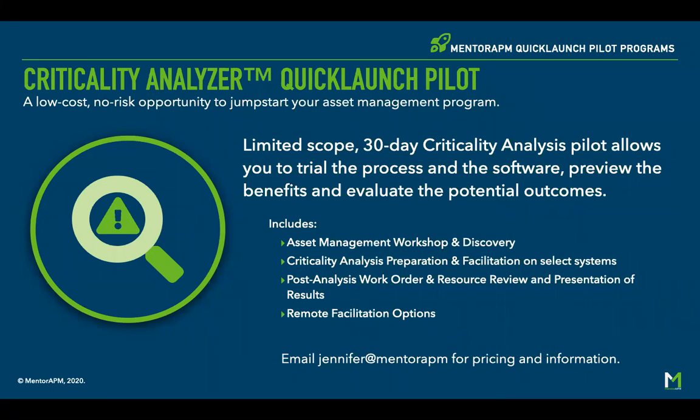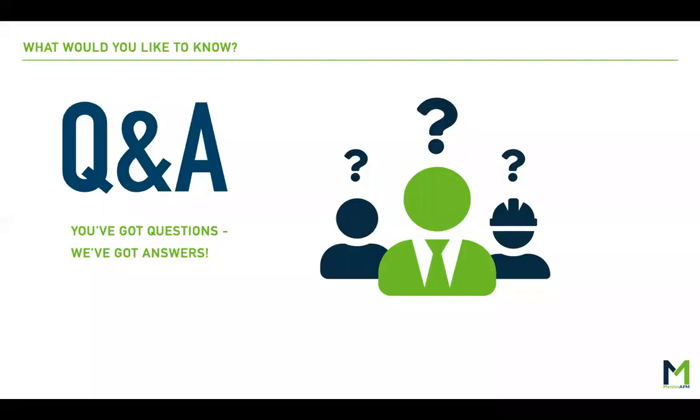preview the benefits, and evaluate the potential outcomes for your facility with real results, not dummy data, but your data, your facility, your potential outcomes, and see, can you also look at saving $5 million? Can you also look at reallocating $5 million? Start to get an idea of what is your facility risk profile. In these times, we do have remote facilitation available, and we also hope to be able to travel to you in the near future. So if you'd like more information about this pilot, please contact me and we can get you pricing and information. So we'll move now into questions and answers.